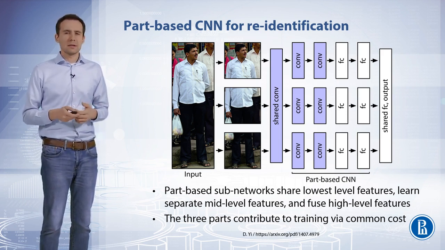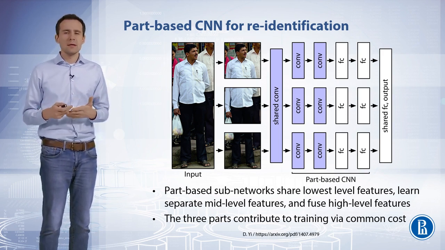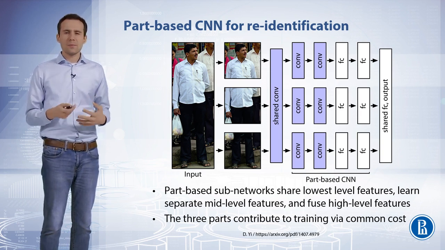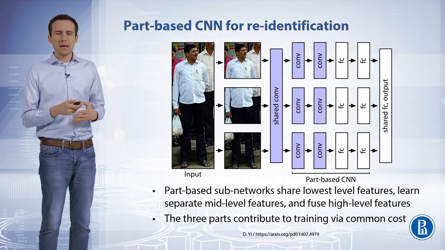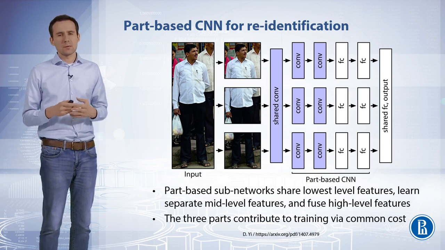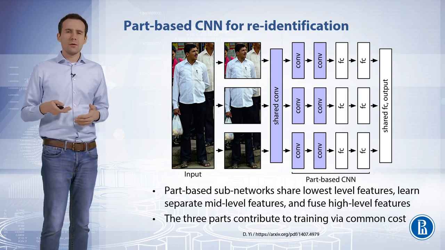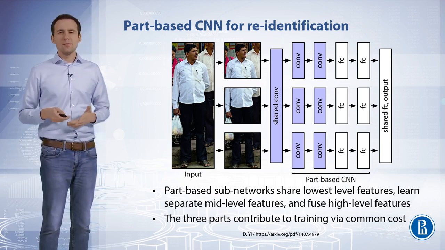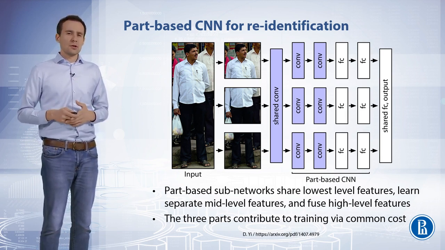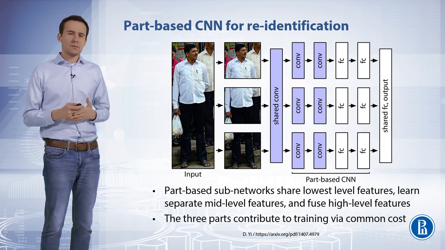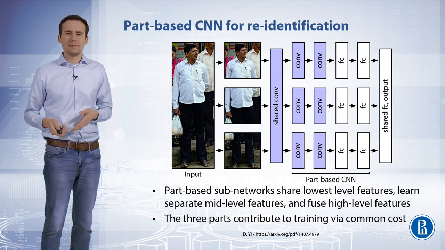The model architecture results in a part-based network. First, the three parts may share the first convolutional layer, since the lowest level features are supposed to be the same for all parts of the image. Second, each part may have their own set of convolutional layers, which can help to learn part-specific filters. Third, the higher level features of all parts may be fused at a fully connected layer by a sum rule, for instance. Then the similarity of fused features is evaluated by the connection function. Driven by a common cost function, the three parts can contribute to the training process jointly.